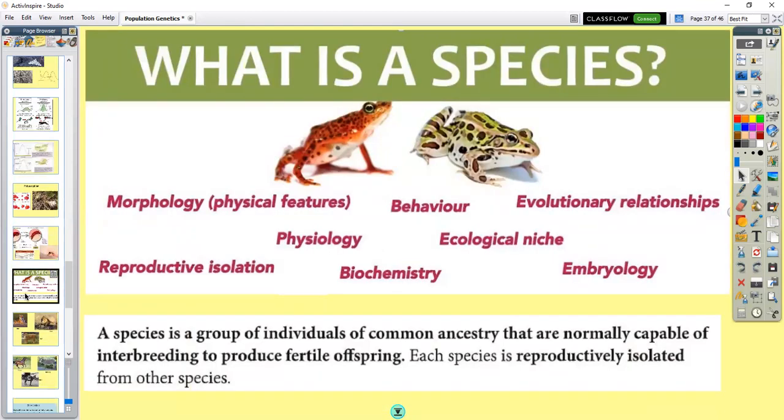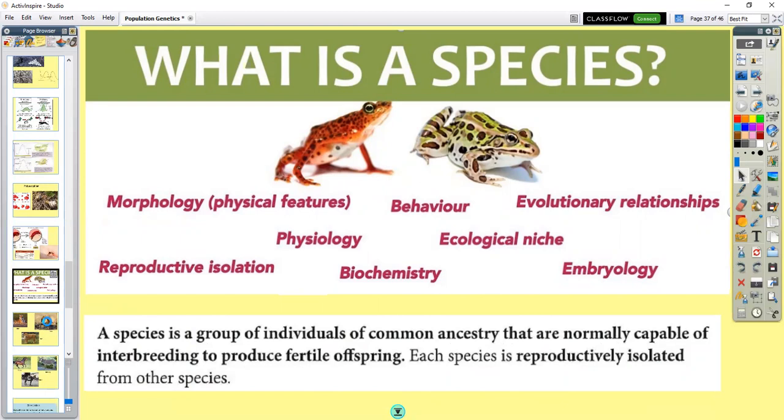Then we move on to look at what a species is. So a species, as you can see here, is a group of individuals with common ancestry, so similar features, etc. They are able to interbreed and produce fertile offspring. And each species is reproductively isolated from another species. So in other words, they are unable to breed.